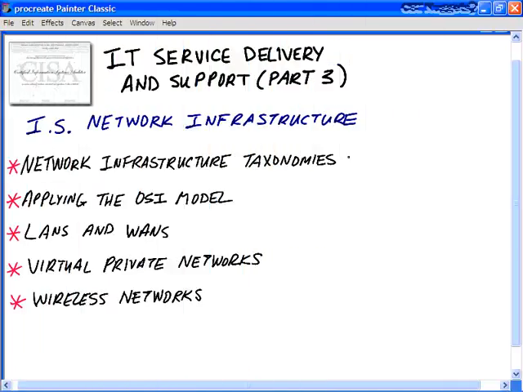IT Service Delivery and Support Part 3, or Information Systems Network Infrastructure. In this nugget, we'll take a look at 5 key areas. We'll look at different network infrastructure taxonomies or classifications. Then, all along the way, we're going to apply these techniques and these systems to the OSI 7-layer model. We'll talk about local area networks and wide area networks and their accompanying technology. We'll look at virtual private networks, and we'll finish up looking at wireless networking.